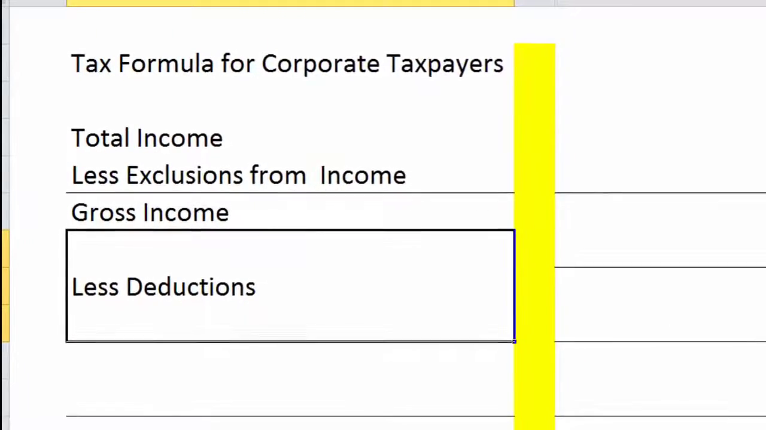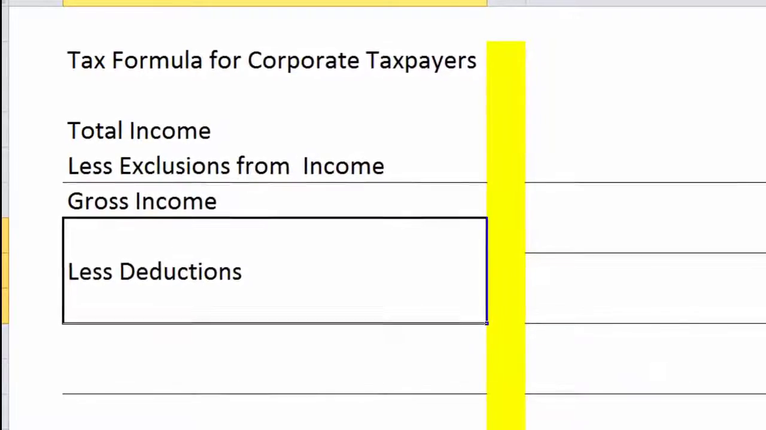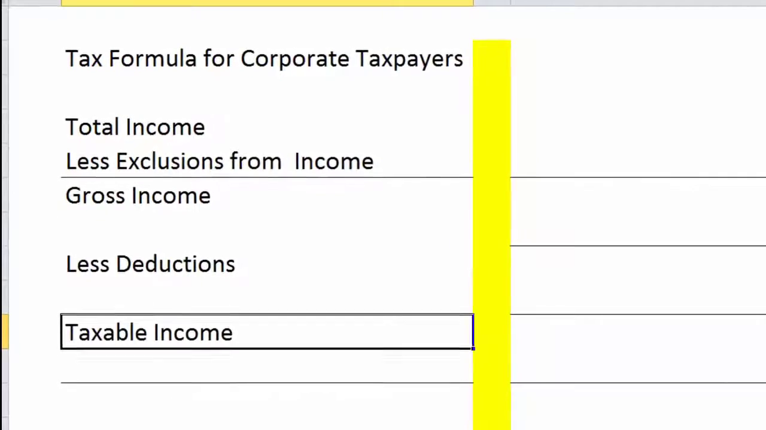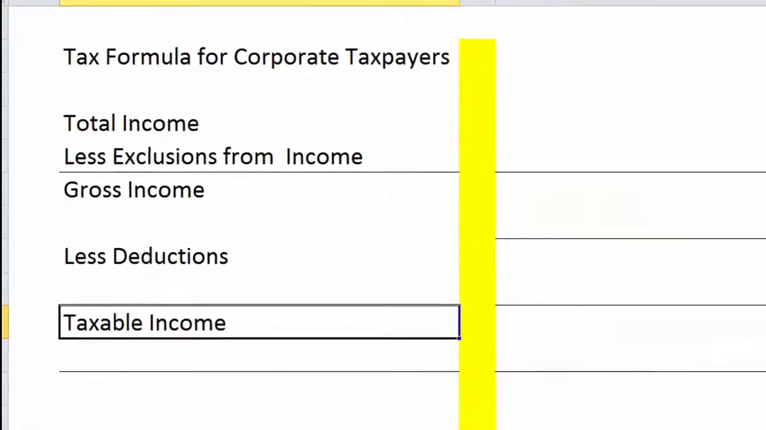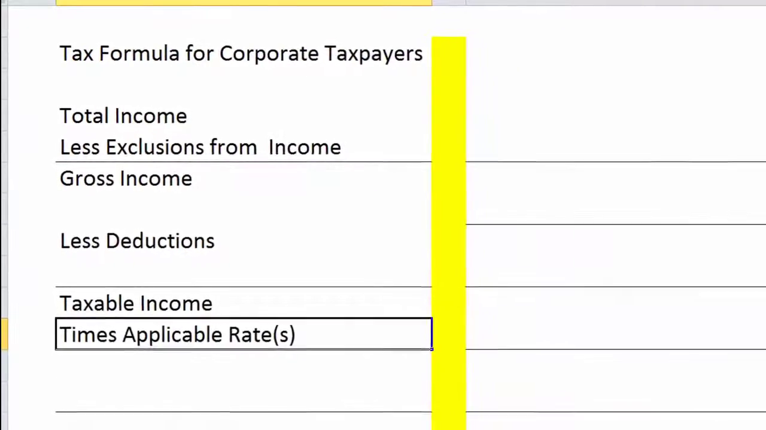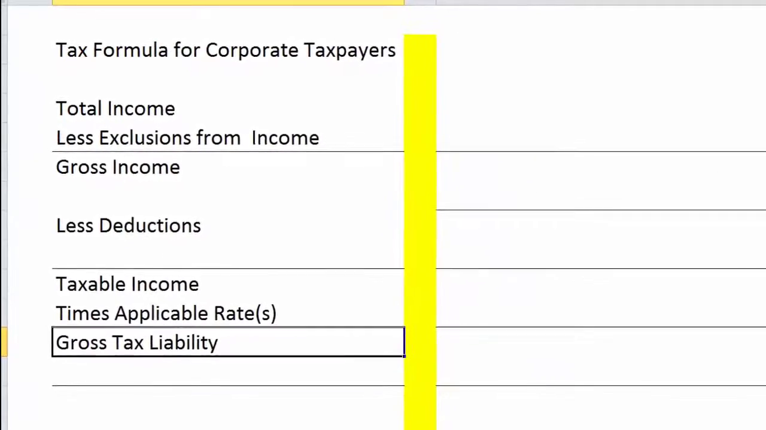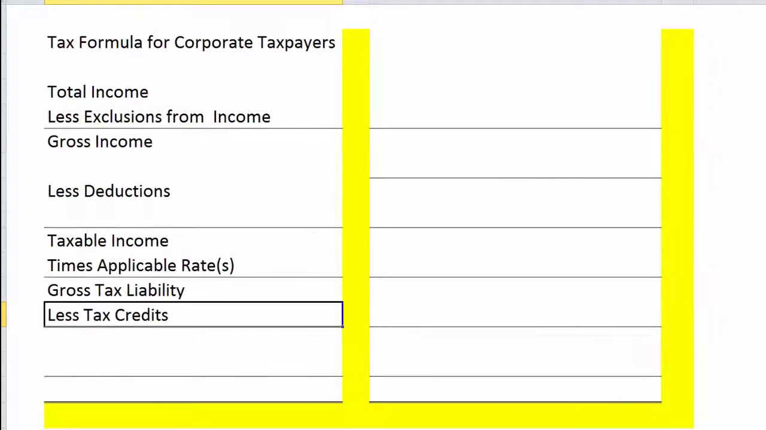Then remember all of those congressionally allowed deductions, which we subtract from gross income to arrive at taxable income. Now we're going to use either a formula or look it up in a tax table to come up with a gross tax liability. Credits are legislatively allowable items that reduce tax dollar for dollar.